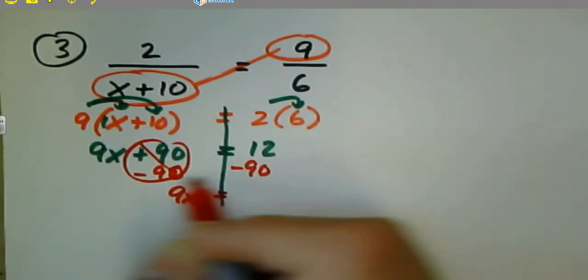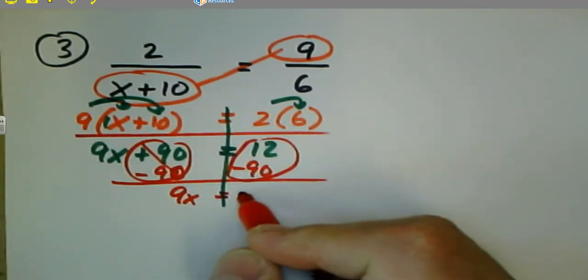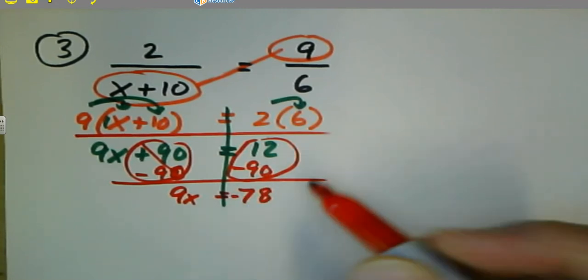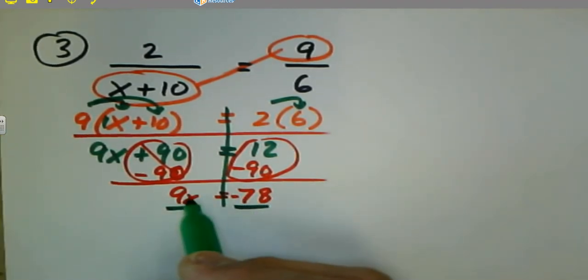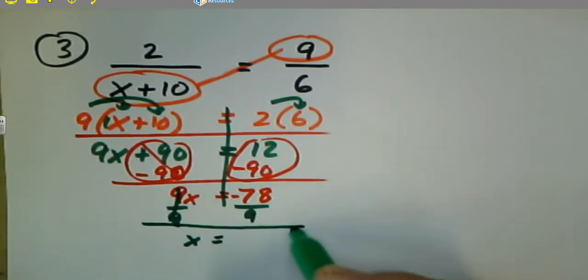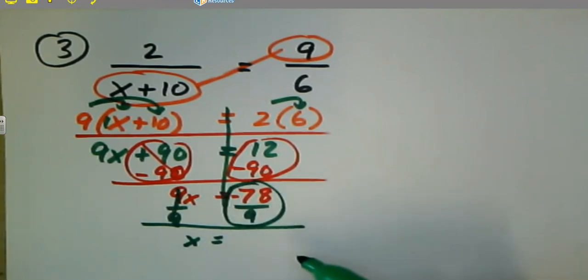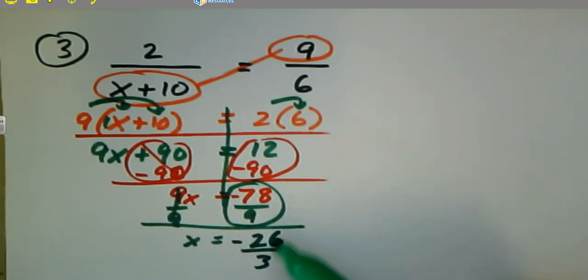We're left with 9x on that side. 12 minus 90, anybody? Negative 78. Very good. And our final step then, always, since this is 9 times x, we're going to divide by 9 because the opposite of times is divide. Negative 78 divided by 9, what do we get? Negative 26 over 3. Okay.